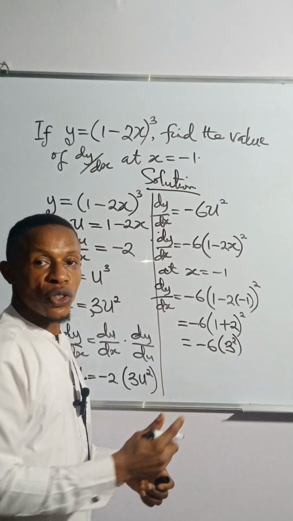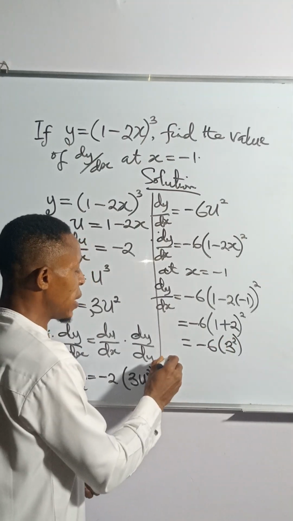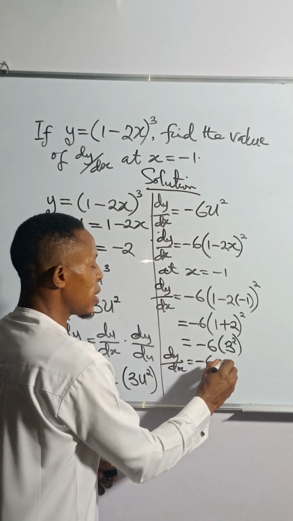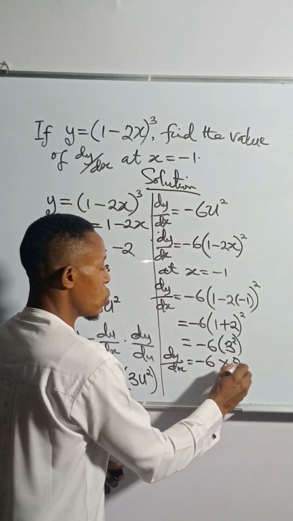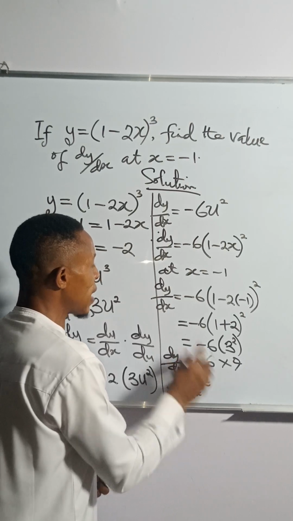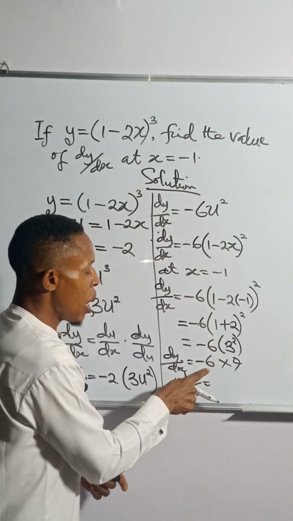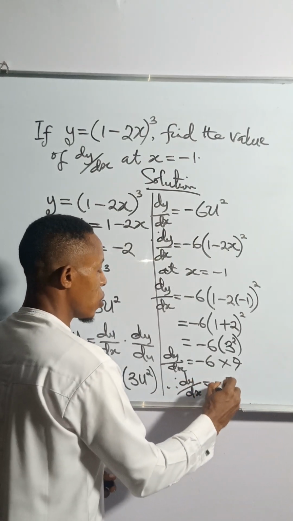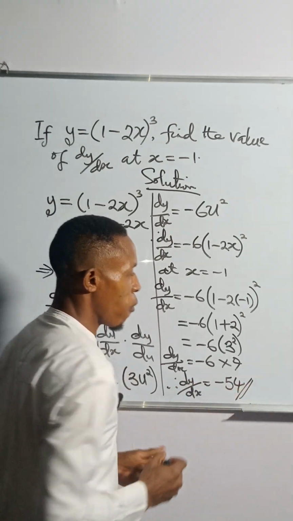Now, what is 3 raised to power 2? 9. So dy/dx will now be minus 6 times 9. Finally, the value of dy/dx at x equals minus 1 becomes minus 6 times 9, and that will give us minus 54.